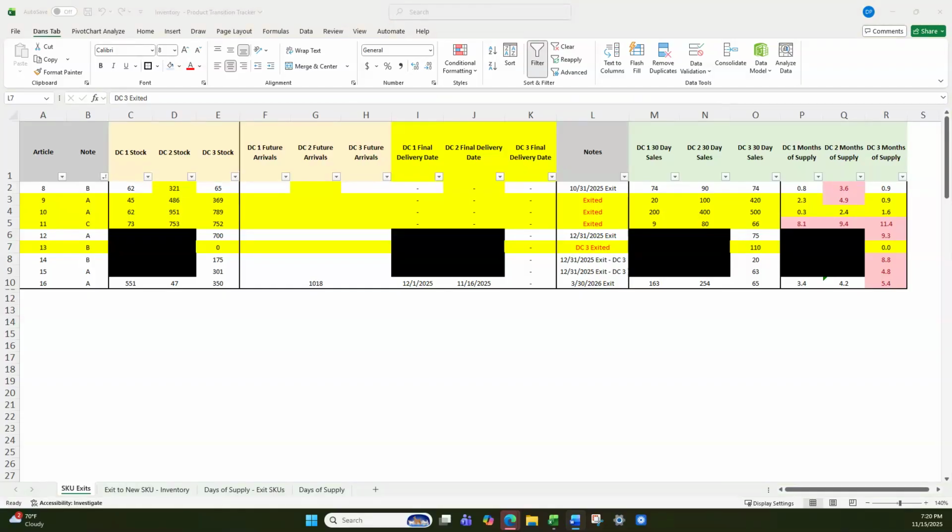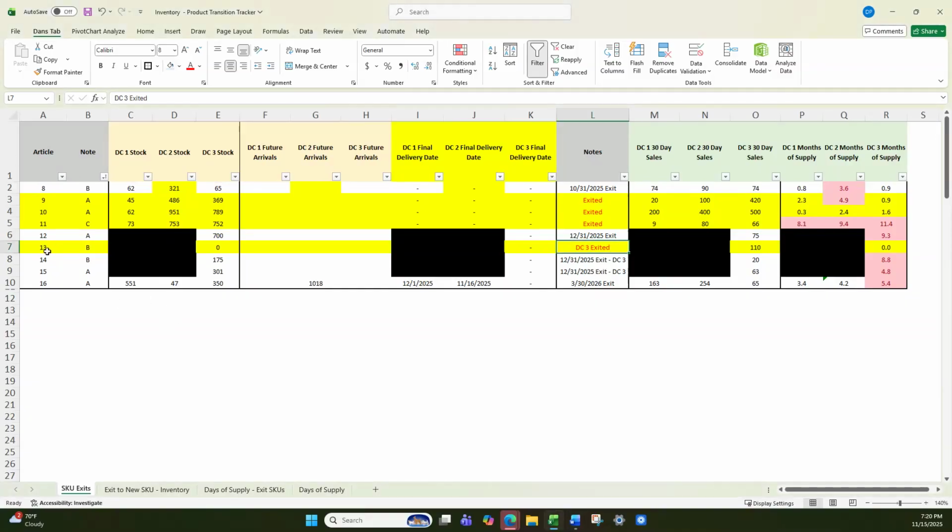Today we're going to show an example of an Excel tool where we manage product transitions and the need to phase out a SKU and coordinate with suppliers. This helps us to improve visibility, prevent stockouts, and keep our teams aligned. The purpose of this tracker is to help balance the inventory of an old SKU with the new SKU and becomes a single source of truth for operations, buying, and suppliers.